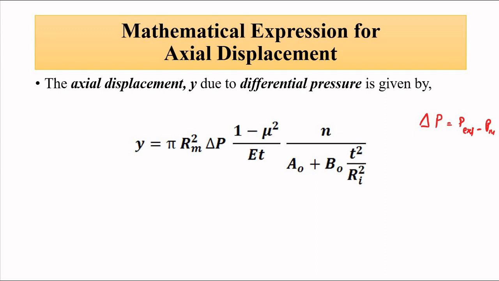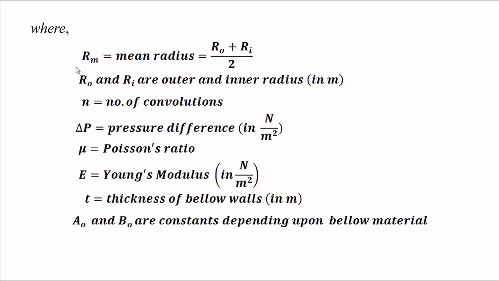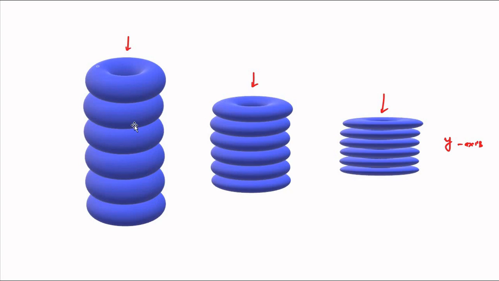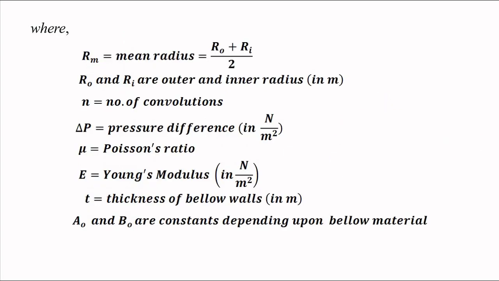So these values represent this, where Rm is the mean radius, the external and internal radius, R0 plus Ri divided by 2, the outer and inner radius. N is the number of convolutions or corrugations. Like I said, the number of these donut shaped things which are stacked one above the other, which are called convolutions or corrugations. Delta P is the pressure difference, like I said.